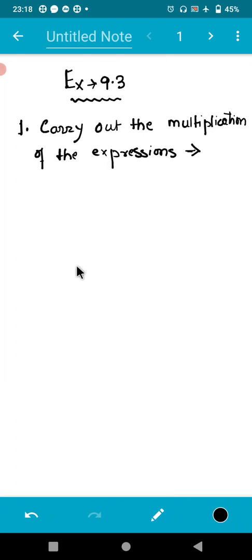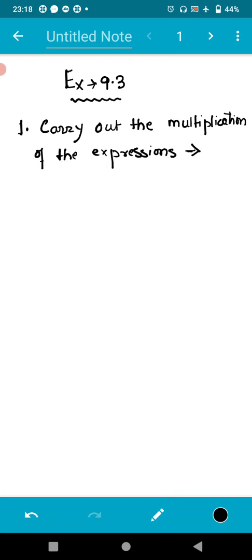Now in this session I will start a new exercise, that is 9.3, and I will explain all the sums of question number 1. Now let us see what we have to do in question number 1 of exercise 9.3. We have to carry out the multiplication of the expressions. Now before we get on with all the sums of question number 1, we have to understand what the expressions given in each sum of question number 1 are.